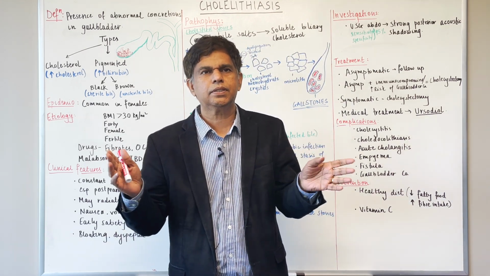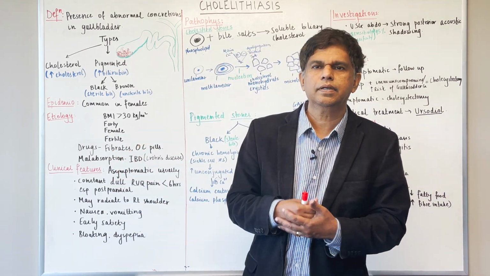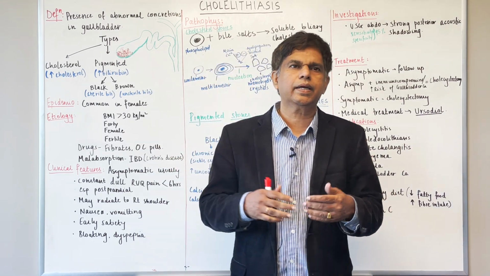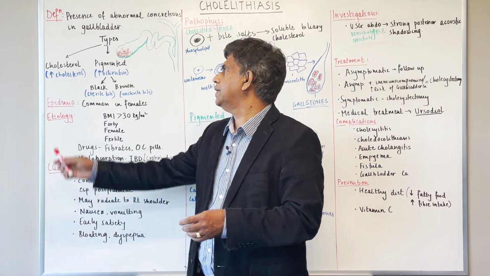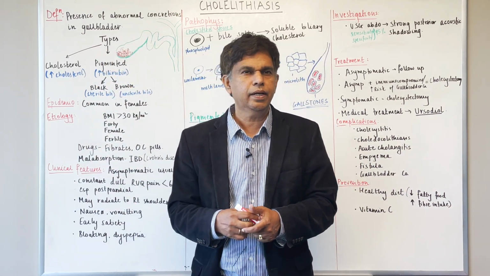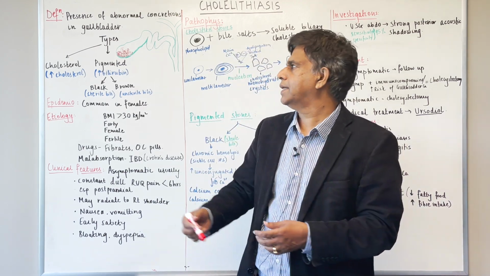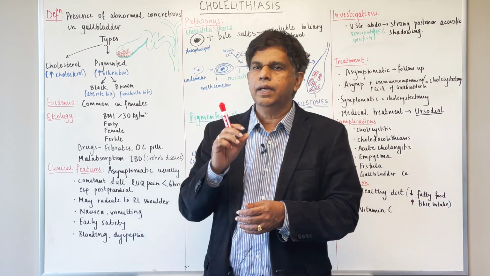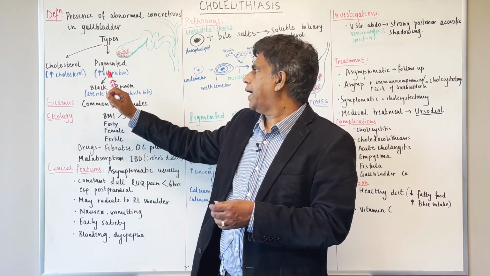Somebody tell me what's the definition? Presence of stones in the gallbladder. Okay, if you can say that, the best definition is presence of abnormal concretion in the gallbladder. Based on what? There are two types. One is cholesterol, and the other one is pigmented. Remember, pigmented you can divide into black and brown.